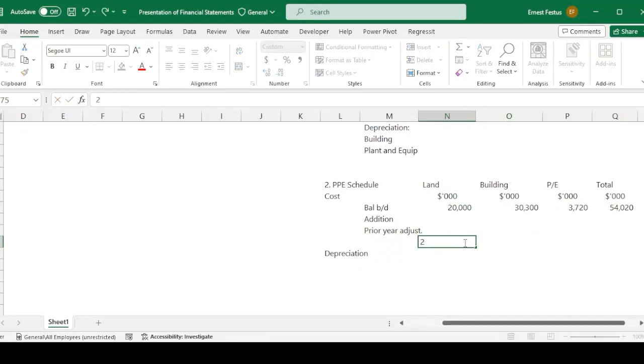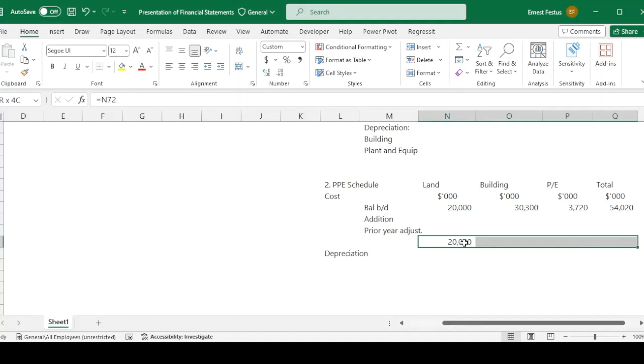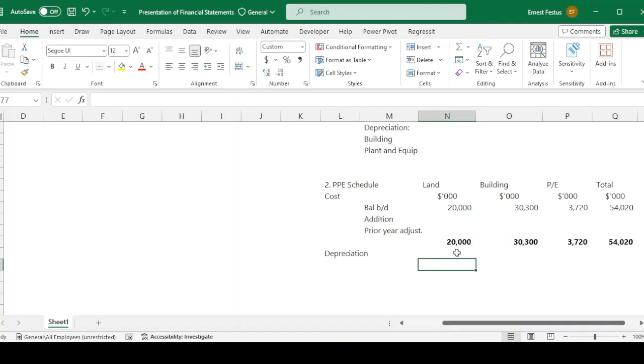So we have 20,000 for this, so this is going to be equal to this, and I'm going to copy to the right. So Control R, then I'll bold it. So those are our cost figures for our property, plant and equipment.